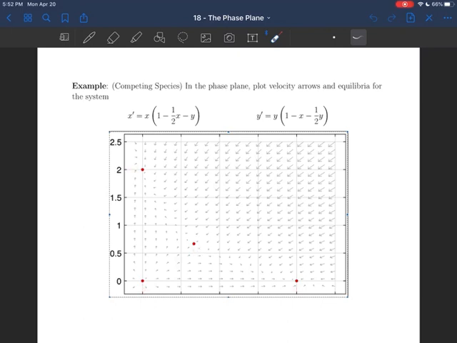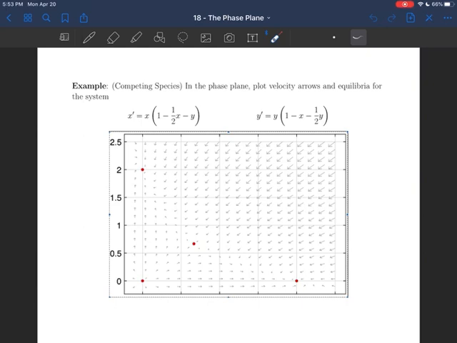And what you'll see here, the red dots, these are the equilibria that we figured out last time when we did this exact same example. So we have (0, 0), (2, 0), (0, 2), and (2/3, 2/3). So those are our equilibria. And we know that at those points, the velocity will be 0, right? Because at those points, f is equal to 0 and g is equal to 0.